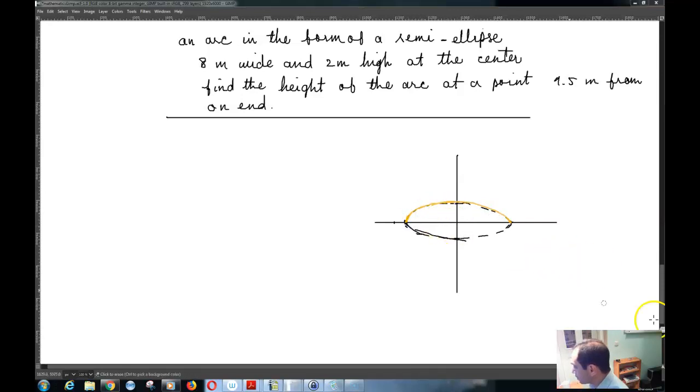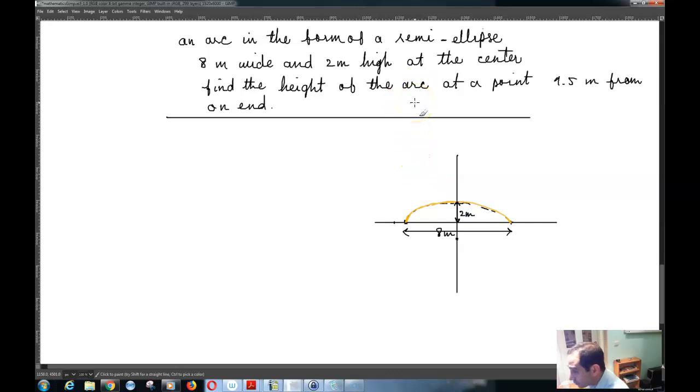Okay, and then we can basically erase this part because we're looking for a semi-ellipse. So it is 8 meters wide, so that means this distance over here is 8 meters, and 2 meters high at the center, and this distance over here is 2 meters.